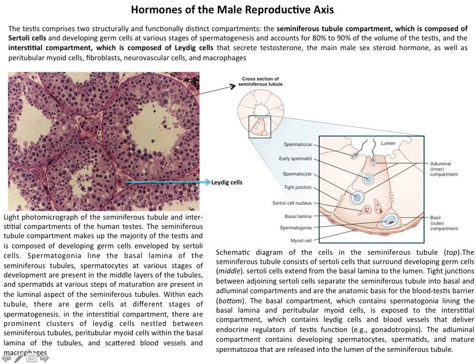On the other hand, the Leydig cells, which are important cells for the production of testosterone, and this testosterone formation takes place in each and every Leydig cell of the testes.